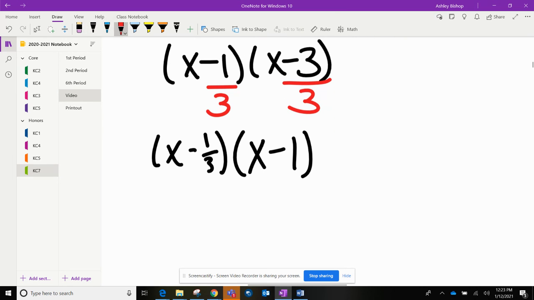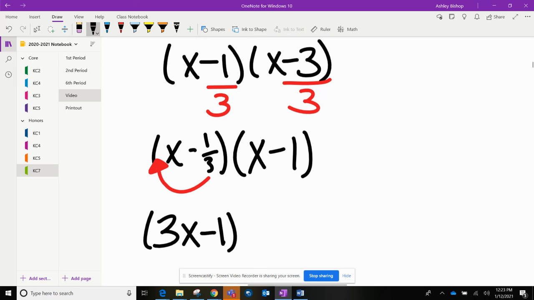And then my last step says to slide any remaining fractions. So I'm going to slide the bottom of that fraction. I'm taking this 3 and putting it in front of that x. So then I have 3x minus 1. And my other one is going to stay x minus 1 because there is no fraction there.